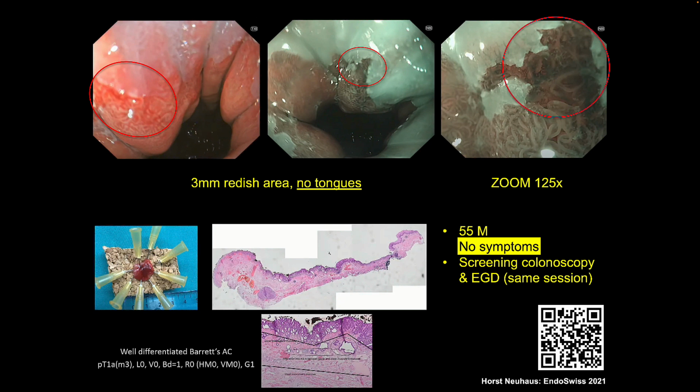The 3 mm reddish area turned out to be adenocarcinoma. This case was elegantly presented by Professor Neuhaus from Germany, and it's here on YouTube. So in this case, we should also look for inlet patch.